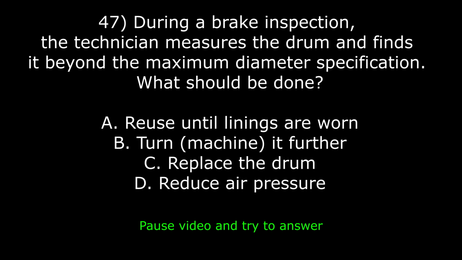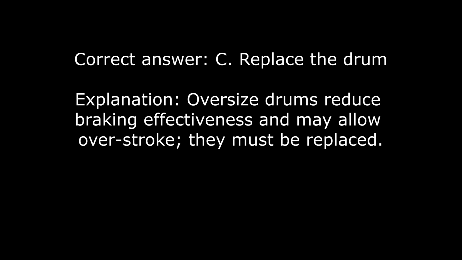47. During a brake inspection, the technician measures the drum and finds it beyond the maximum diameter specification. What should be done? A. Reuse until linings are worn. B. Turn or machine it further. C. Replace the drum. D. Reduce air pressure. Correct answer is C. Replace the drum. Explanation: oversized drums reduce braking effectiveness and may allow overstroke. They must be replaced.